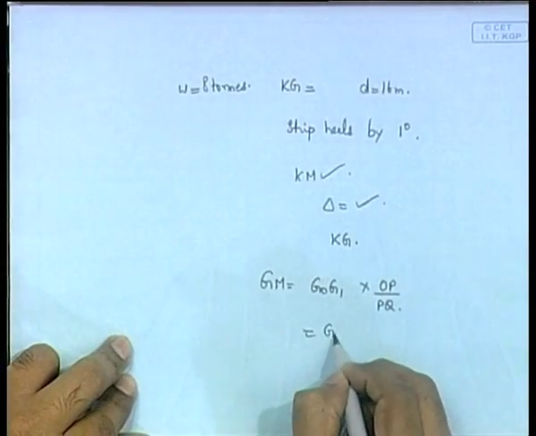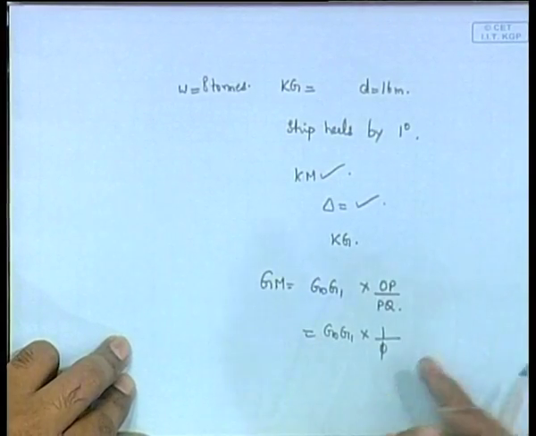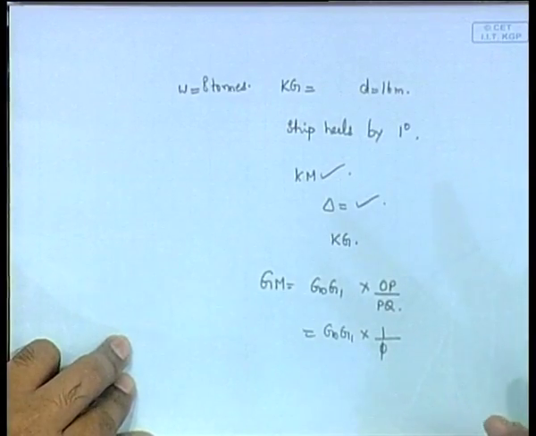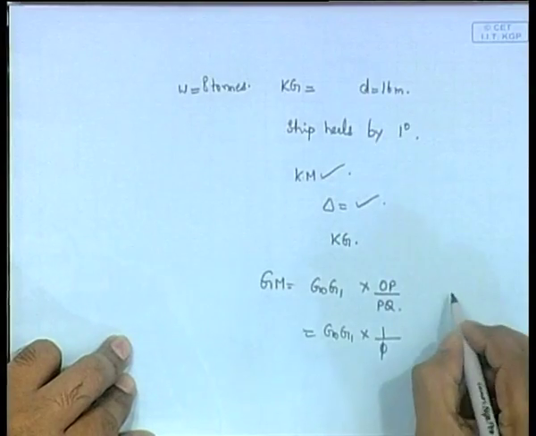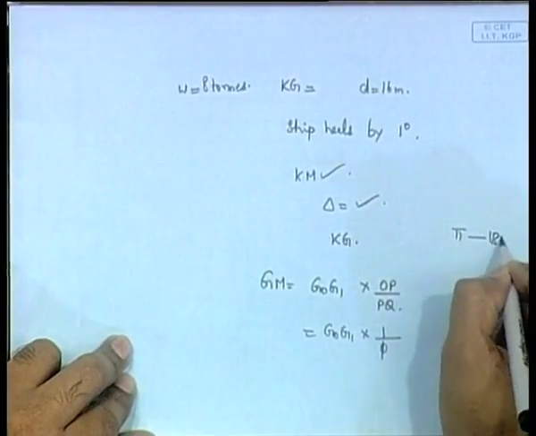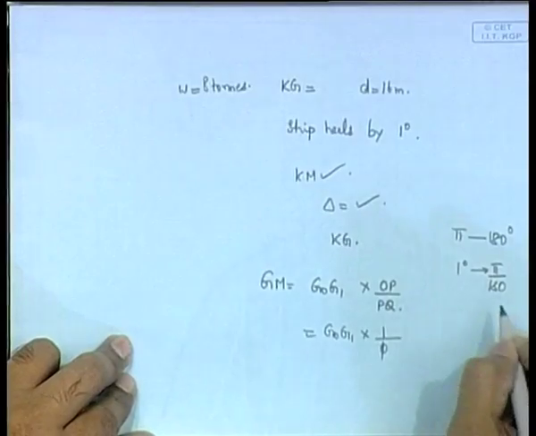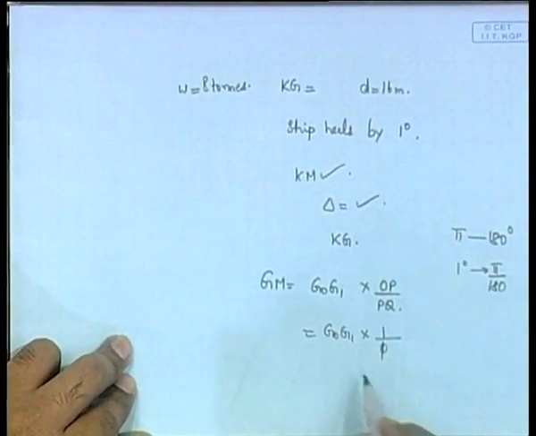So we can assume tan phi, this is a very small angle, 1 degree is very small. So tan phi is like phi, so cot phi is like 1 by phi. So you can assume this to be G0G1 into 1 by phi. So what is phi? Phi is given, it is inclined by 1 degree. Of course, you have to change it into radians, you have to remember that pi radians is equal to 180 degrees. So 1 degree is equal to pi by 180 radians. So you have to convert it to radians. So that's all.